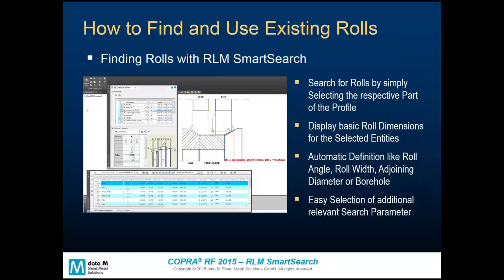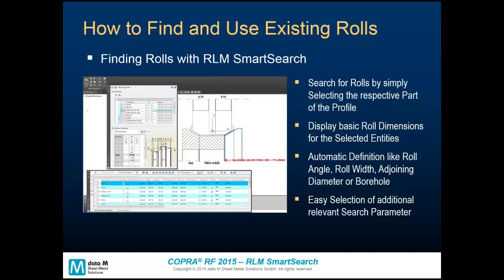So how do we find these roles? Well, first of all, we search for the roles by simply selecting the respective part of the profile. We select the entity using a tool very similar to Smart Roles, but it's Smart Role Search. And this then enables us to define some parameters from these entities.